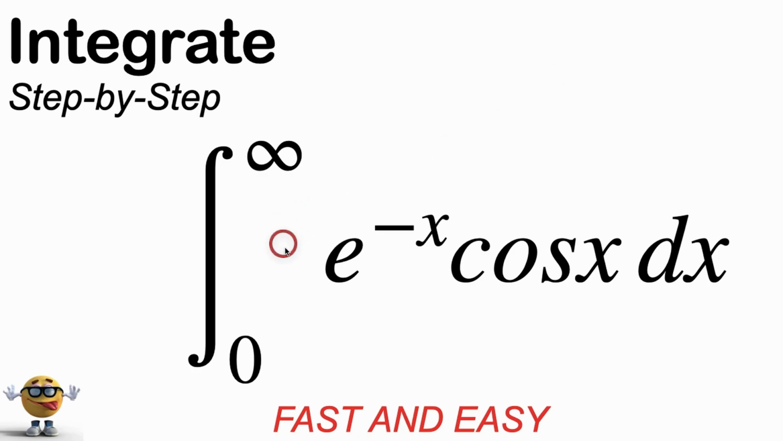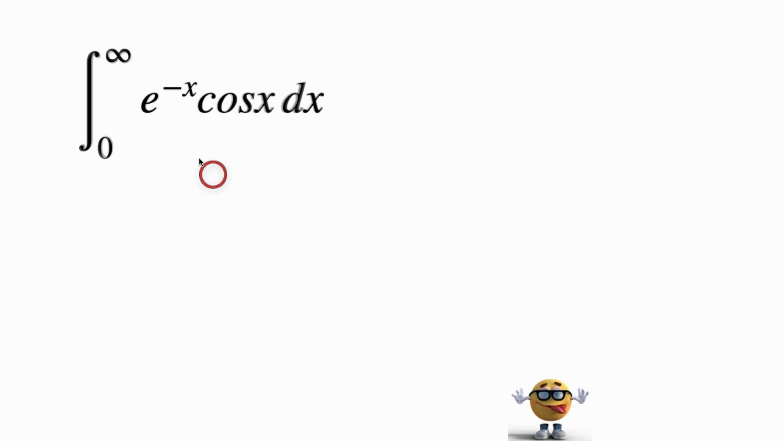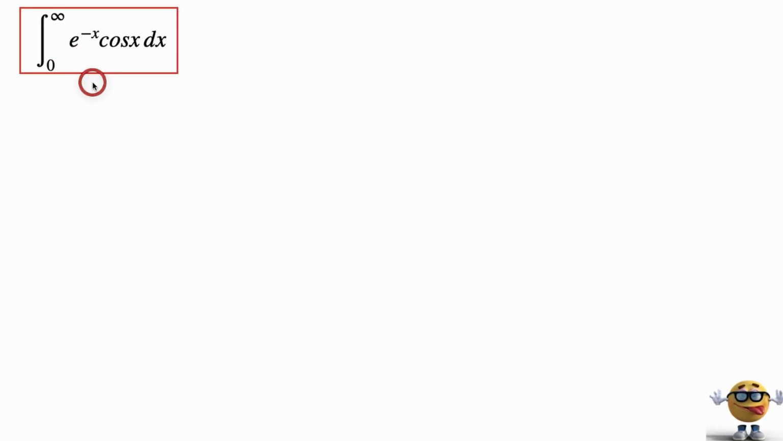Yo, what's up, y'all? We're going to evaluate the integral of e to the negative x cos x from 0 to infinity. It's going to be awesome. This is my favorite method. We're going to use Euler's formula. Bear with me. Yes, these are imaginary numbers, but trust me, this makes the integral a lot easier.